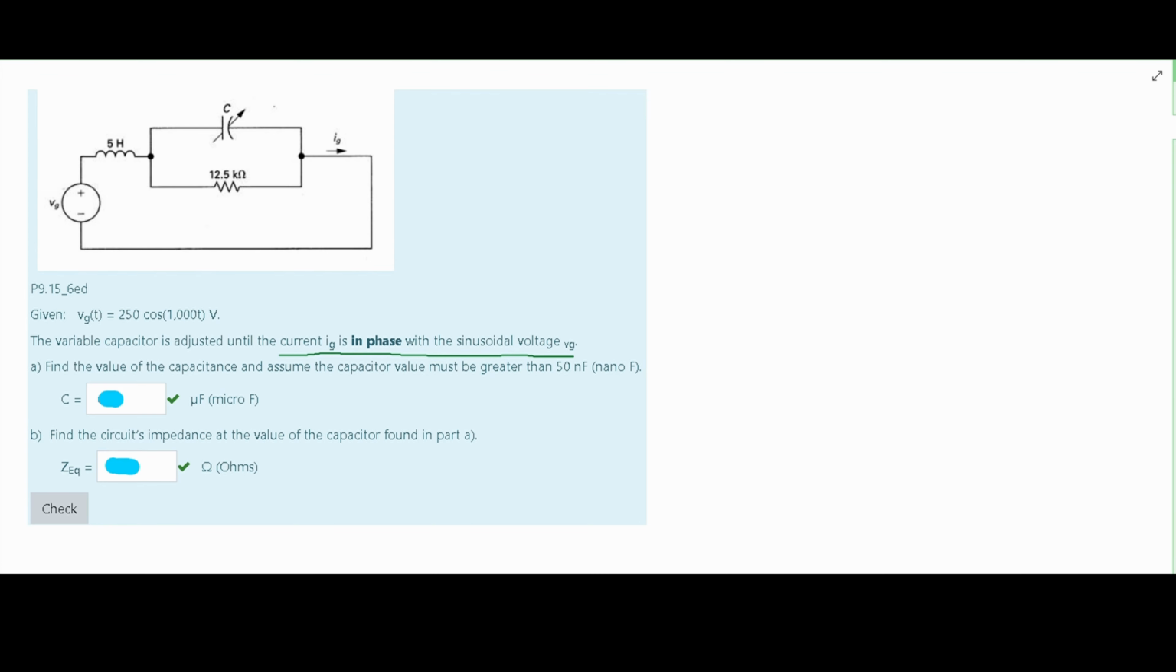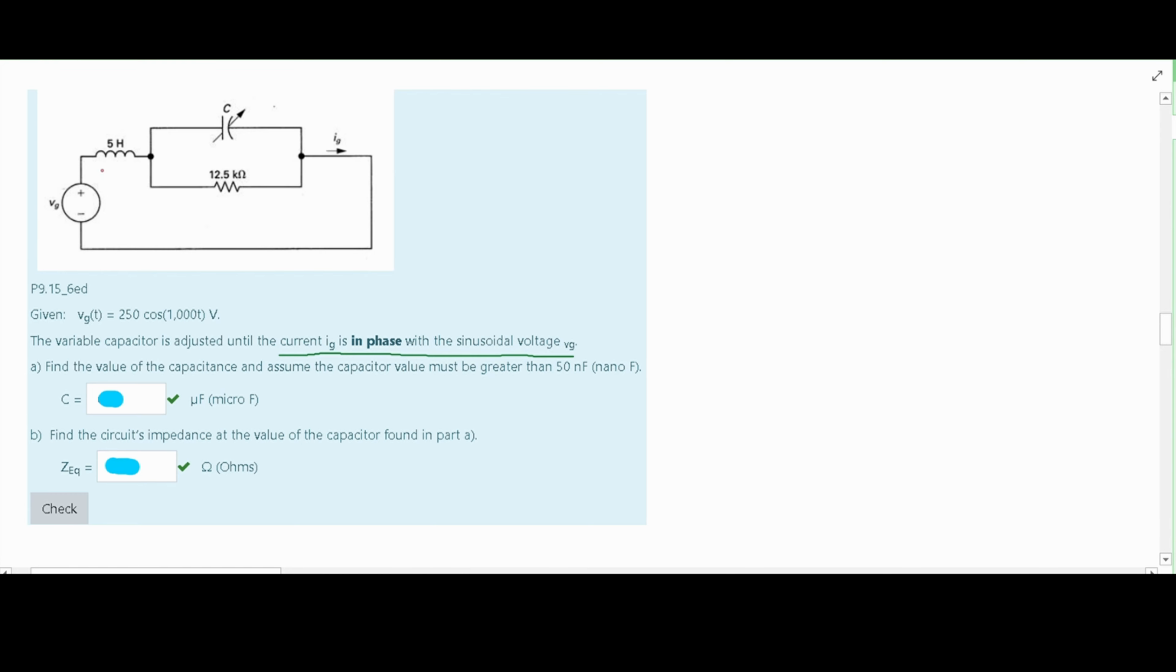This is very important, and we're actually going to come back to that later, and it's going to be a factor that'll help solve this problem. In part A, we need to calculate the value of the capacitance and assume that our capacitor value must be greater than 50 nanofarads, and then we need to find the circuit's total impedance. So to look for C, what I'm going to do is actually have an equation for the total impedance.